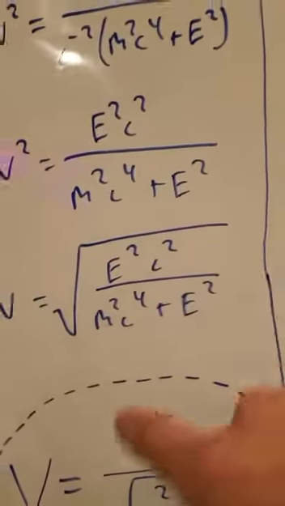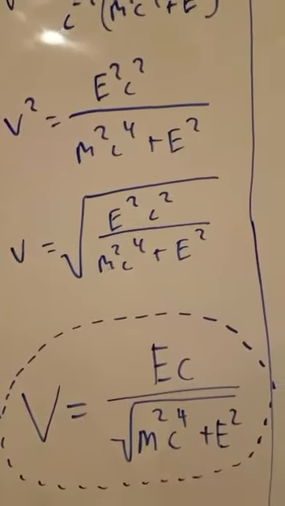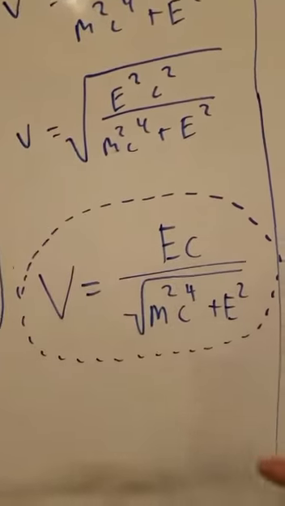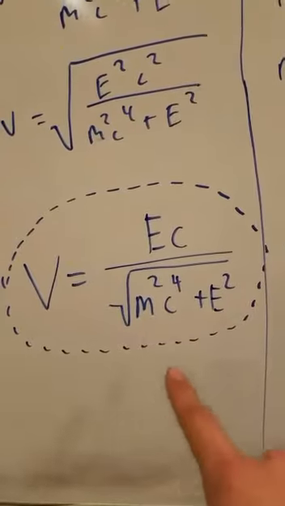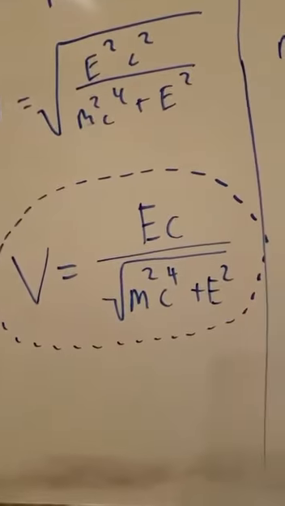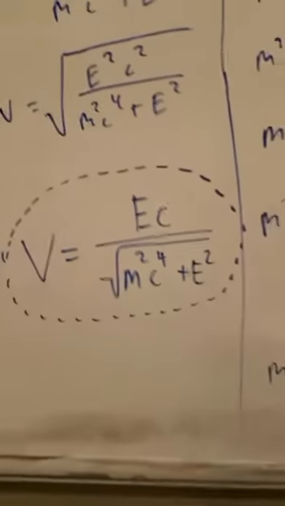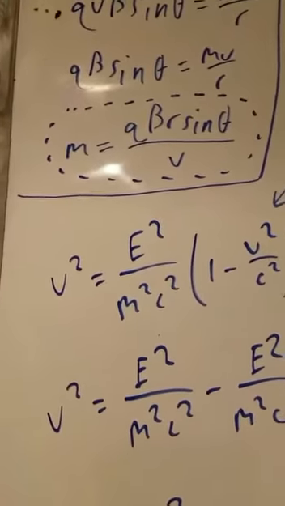And then now we just take the radical because we want v. We don't want v squared, we want v. And we get the square root of this, and by just algebra, the E c squared is just E c, but then you can't simplify that addition of squares. So this is just the radical of m squared c to the 4th plus E squared. Okay, so that's v. Now we're not done. We've got to stick that back into the mass equation.